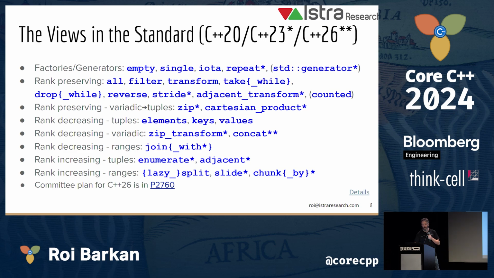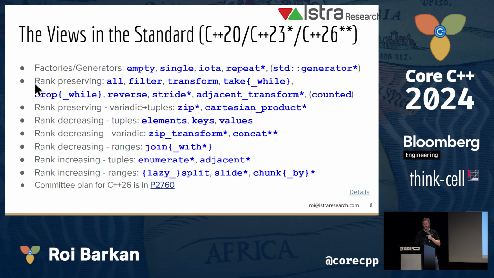Okay, so factories are those views or adapters that start with nothing and just create a range. So they start with a 0-rank view and create a range of rank 1. The empty adapter will create just a range with 0 elements. Single will create a range with 1 element. Iota creates consecutive numbers, so we can start with a starting number and tell it when to end. It can even never end at all. And then there's repeat, which takes an element and repeats it as many times as we want. And then C++23 also adds generator, which starts with nothing and creates a range.